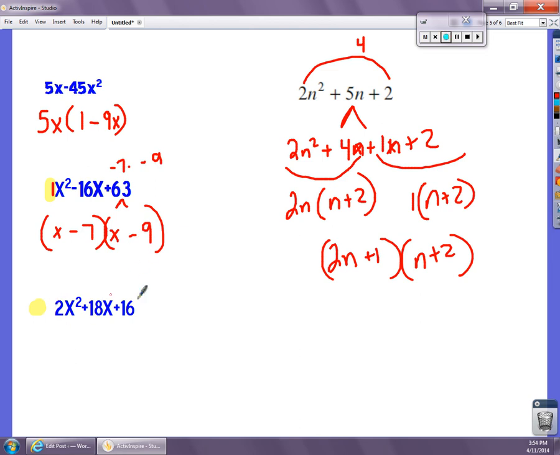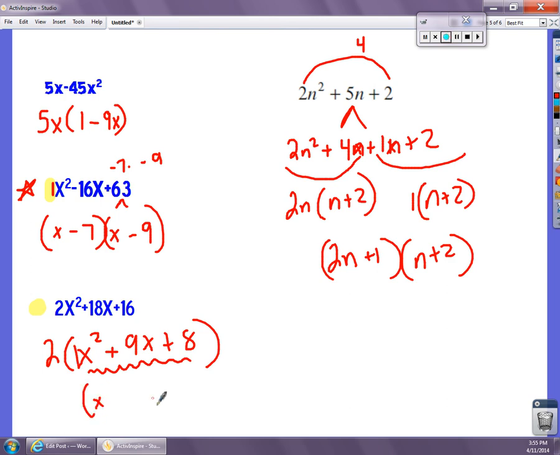Here, you take out a greatest common factor first. So when you take out a 2, you're left with x squared plus 9x plus 8. And then if you look inside, this is one of those ones like this one. So you can notice that it's a 1x squared. So these are really easy to factor. You just look for x squared gets broken into x and x, and looking for the 2 things that multiply to 8 that add to 9, and that's 1 and 8.